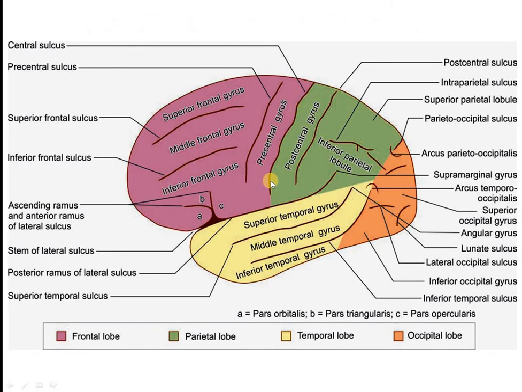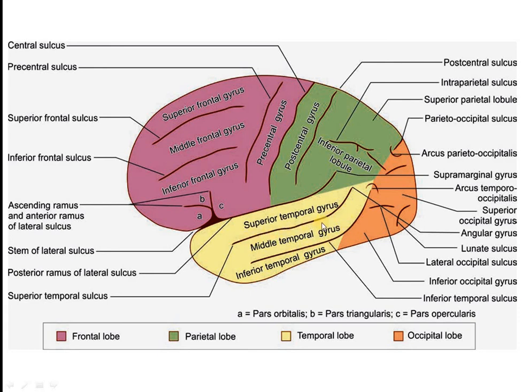So these are the sulci, and in between the sulci there are gyri. This is the lateral sulcus, what I told earlier. This is the ascending ramus of the lateral sulcus, anterior ramus, and this is the stem, and this is the posterior ramus of the lateral sulcus. This is the superior temporal sulcus. This is the inferior temporal sulcus.